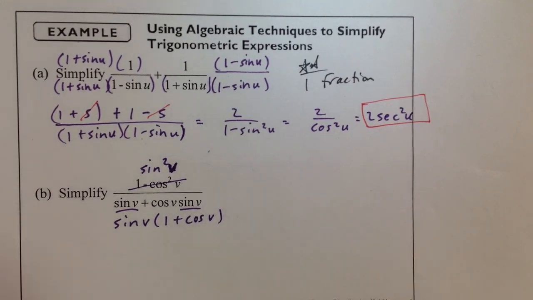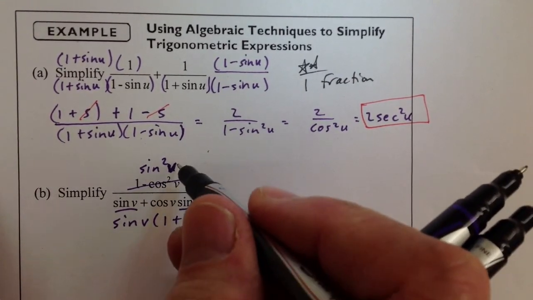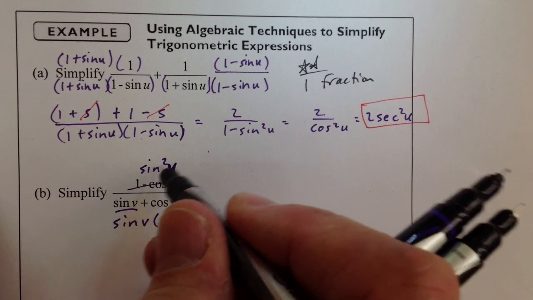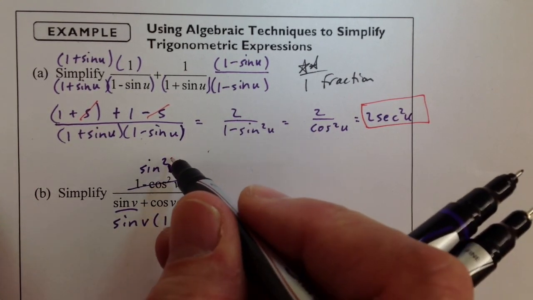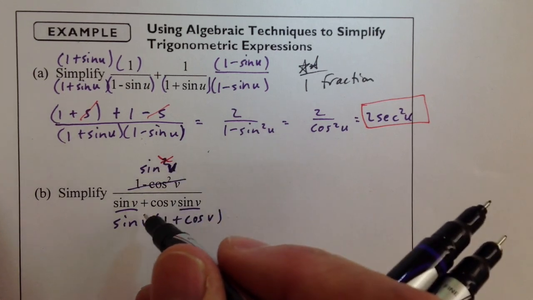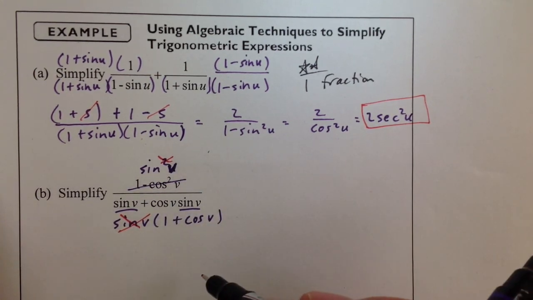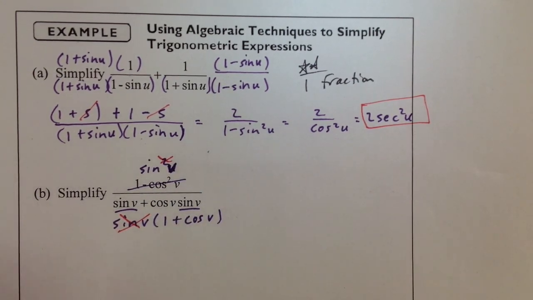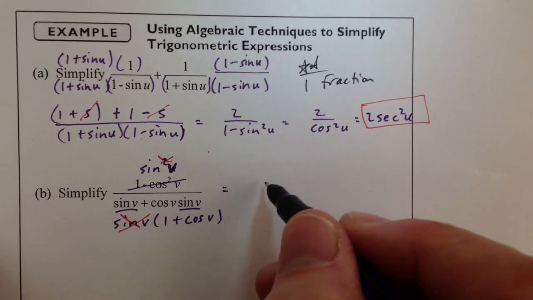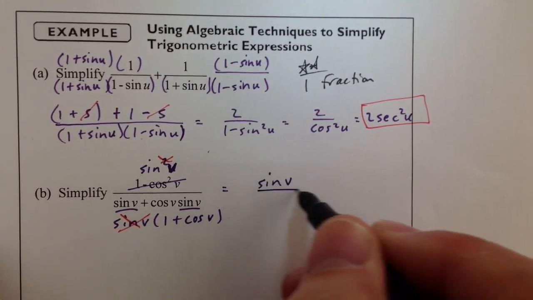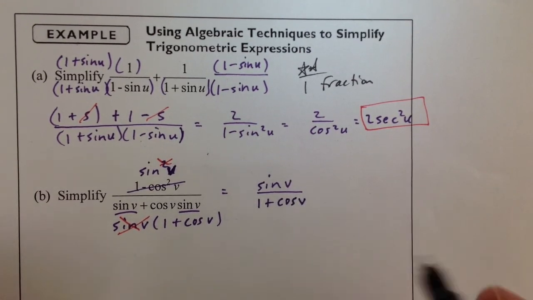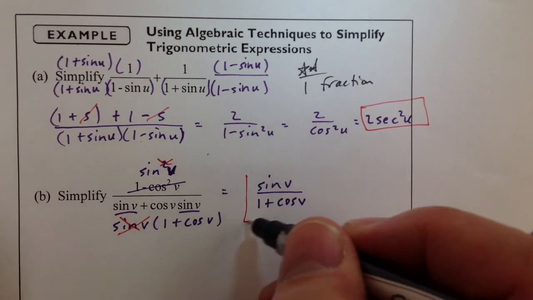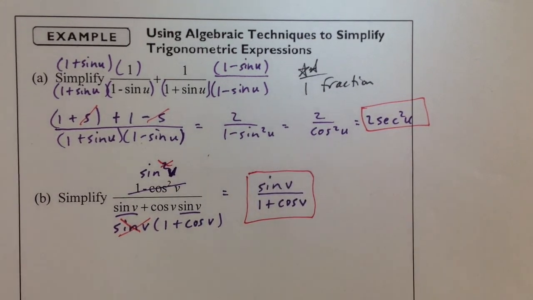And then we're able to cancel now sine squared, which is sine of v times sine of v. So we cancel the like factors, and we just get sine of v over 1 plus cosine of v. Not a whole lot more you can do with that, so we're going to leave that alone.